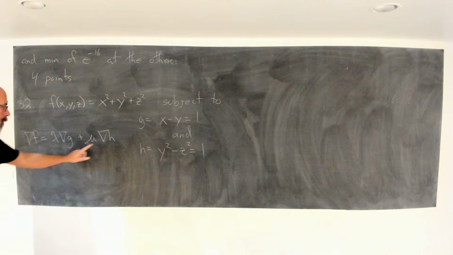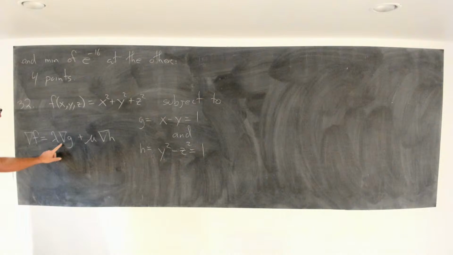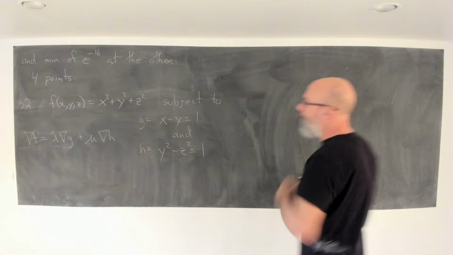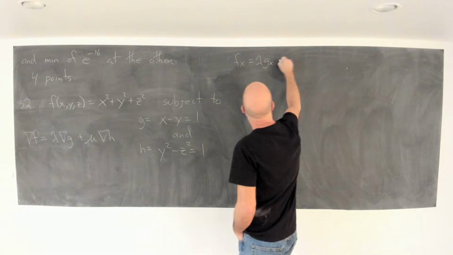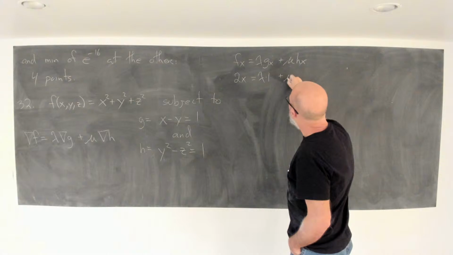Right, so for those of you who may have missed it, if you were buffering, two constraints now instead of just one, right? And the only difference is gradient of F has to be a combination of gradient of G and gradient of H. So a new lambda here, let's call it mu, and there it is. So let's do it, right? Fx has to be lambda gx plus mu hx. What is that? This is 2x is equal to lambda times 1 plus mu times 0.